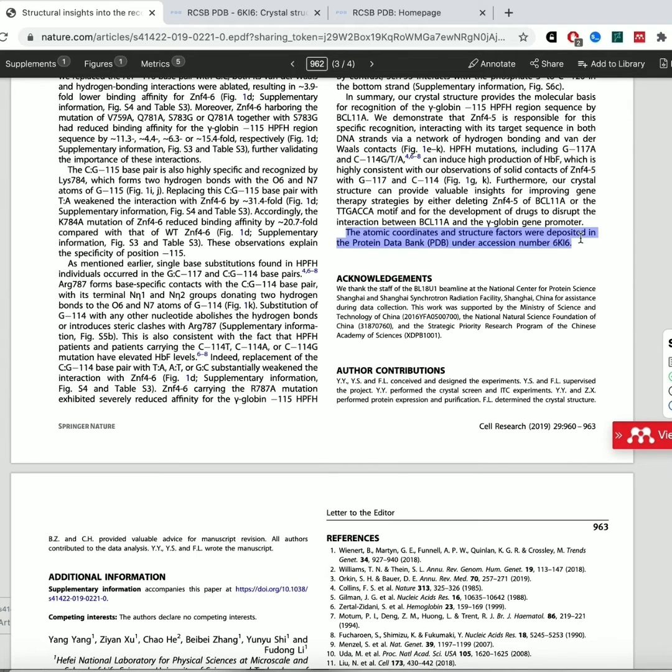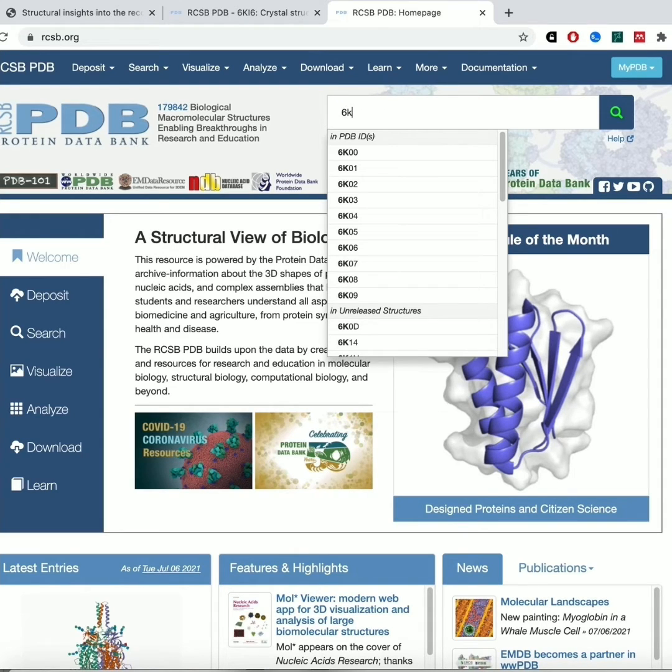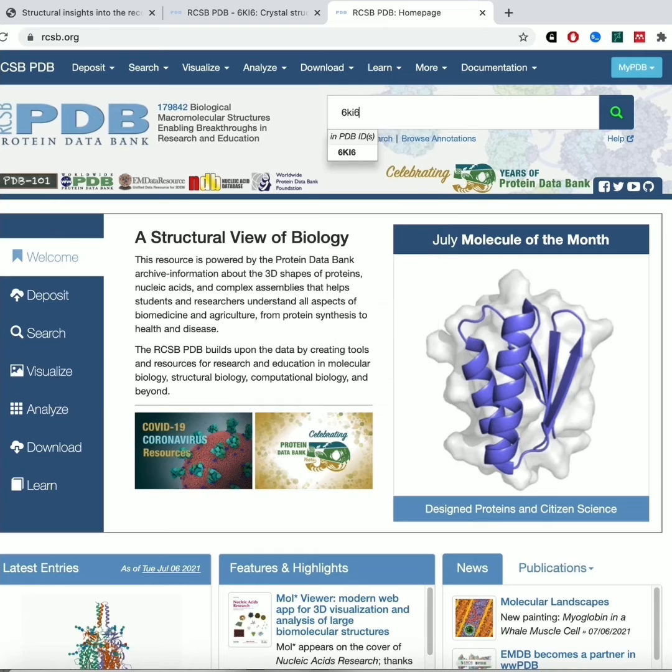It's kind of hard to explain, but let's just look at what we can see if we go to the PDB. So you go to the PDB website and you enter 6K16.